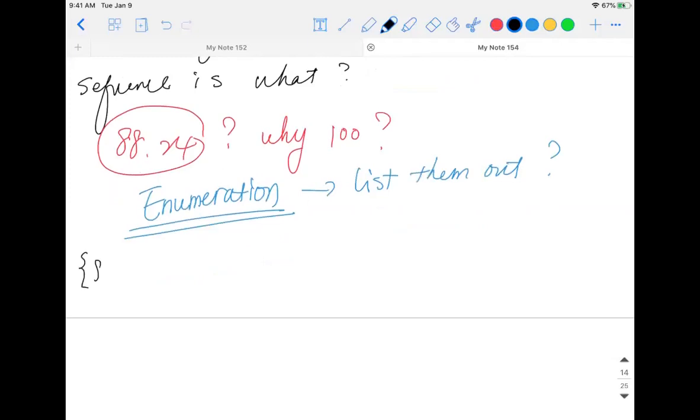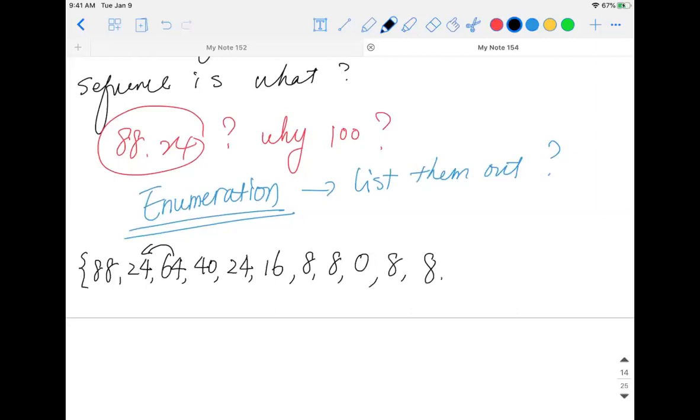The first one is 88, right? 24, 64, 40, 24, 16. I just keep using the difference between the previous two terms to get the next one. And then what else? 8, 8, 0, 8, 8, 0, 8, 8, 0.